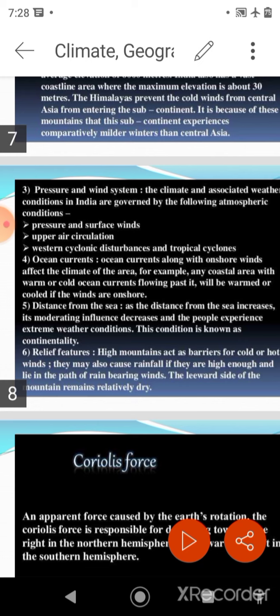And another jet stream, that is the tropical easterly jet stream. So this tropical easterly jet stream blows over peninsular India, approximately over 14 degrees northern latitude, during the summer. So these tropical easterly jet streams influence the southwest monsoon winds to move towards our country.